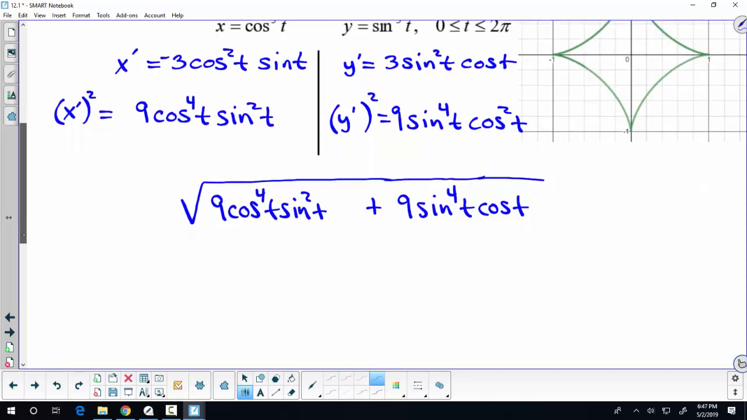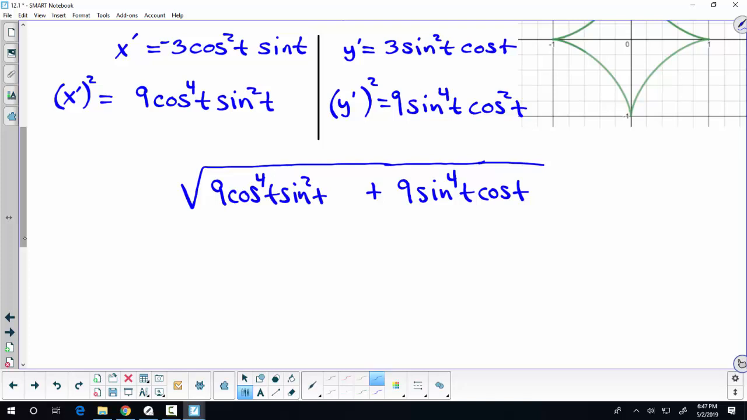Okay, so ideas on how to simplify that. Pull out a 3. Okay, so we get it. Yeah, a factor of 9 comes out, so we have 3 times the radical. Pull out a, what now?